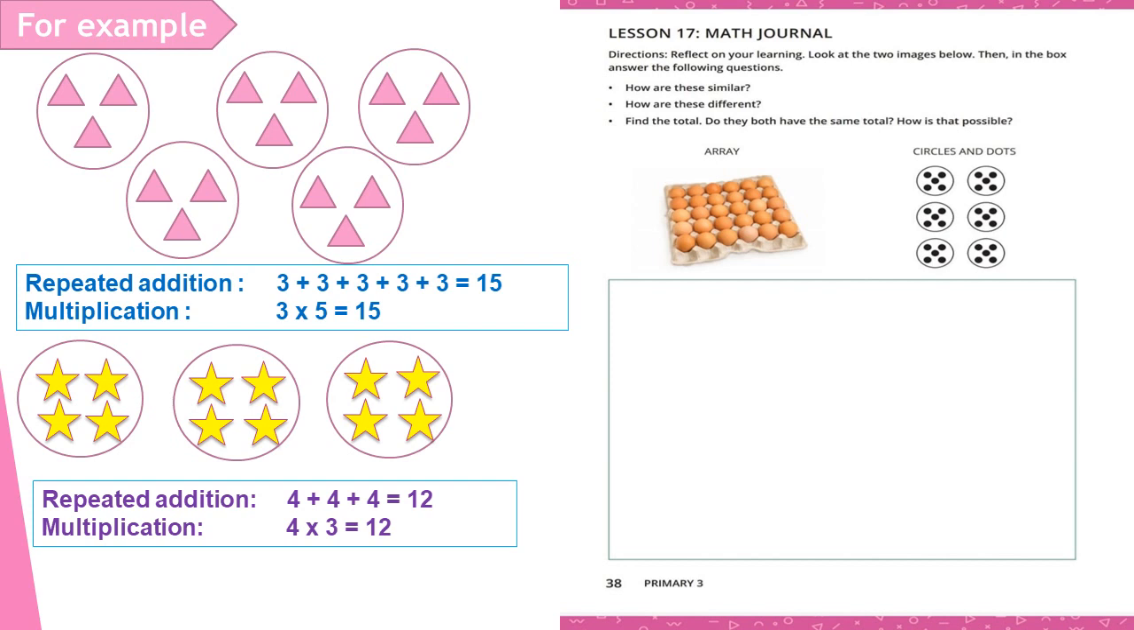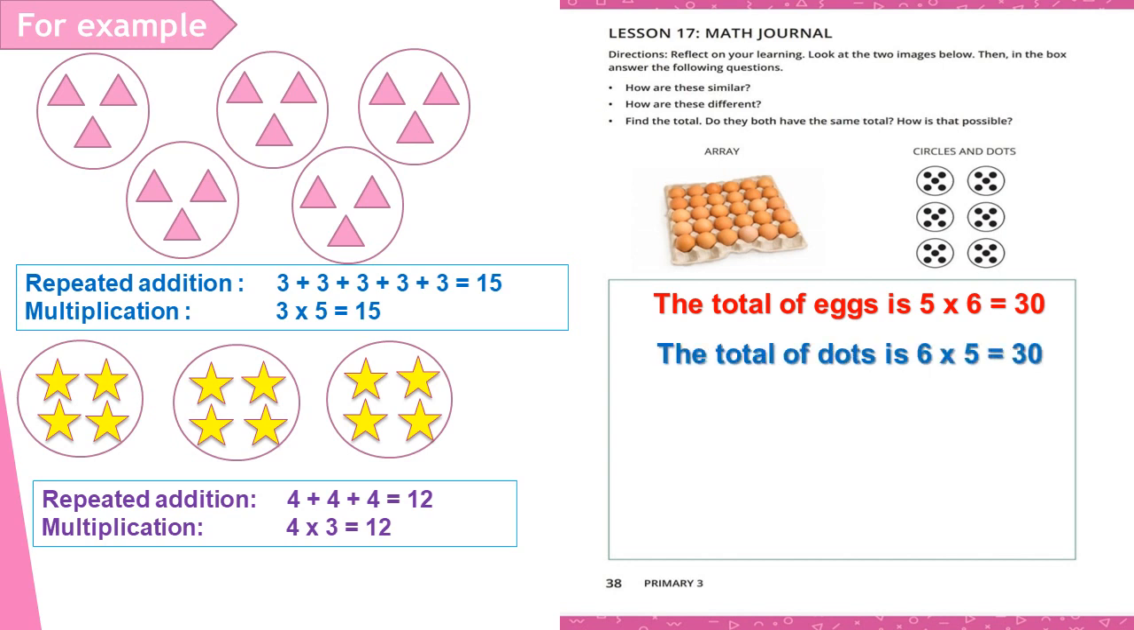How is that possible? We have here an array of eggs and circles and dots. In the array we have 5 rows and 6 columns. Then the total of eggs, we write the multiplication equation. We write the number of rows first. Number of rows 5, 5 times number of columns 6. 5 times 6 equals 30. If we count them, we will find 30.